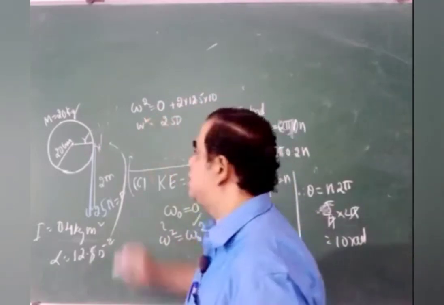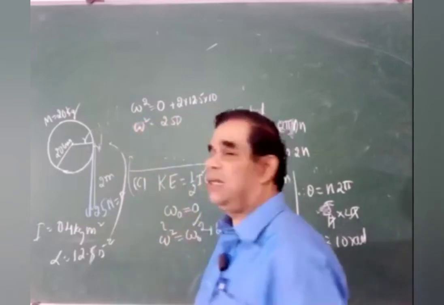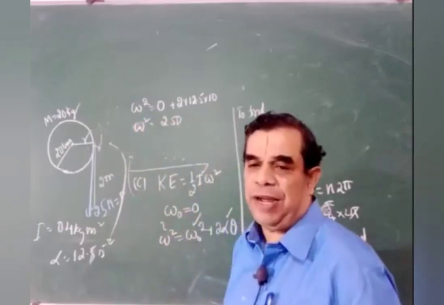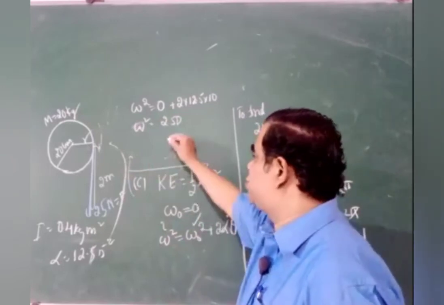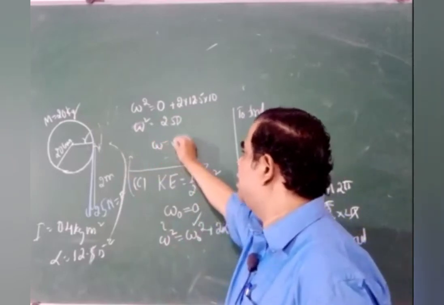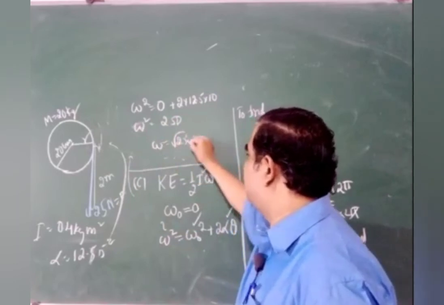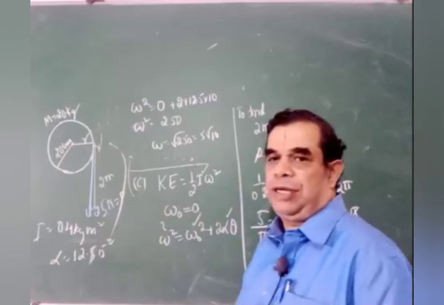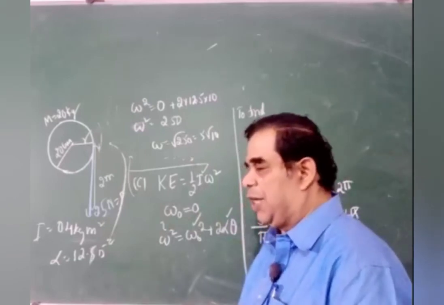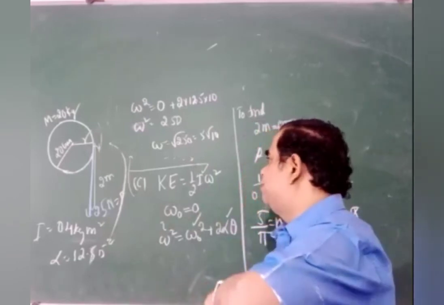Omega square is 250, is that not? 12.5 into 2 is 25. 25 into 10 is 250. So omega square is 250. What is omega then? Root of 250. That is 5 root 10. You get me the value.